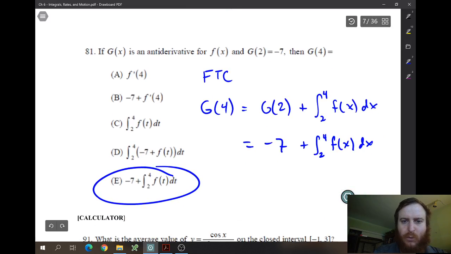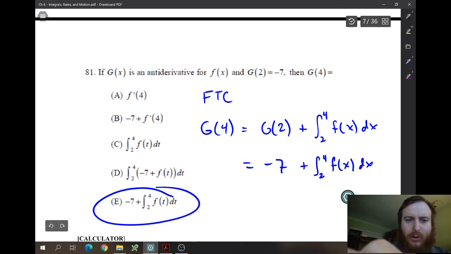All right, next up we have a question where it says if g of x is an antiderivative for f of x and g of 2 equals -7. Anytime they give us one endpoint and ask us to solve for another endpoint on an integral question, we always do FTC.